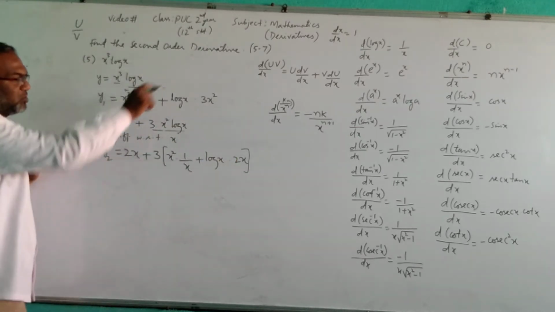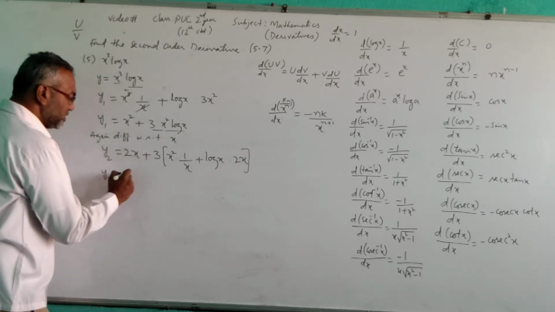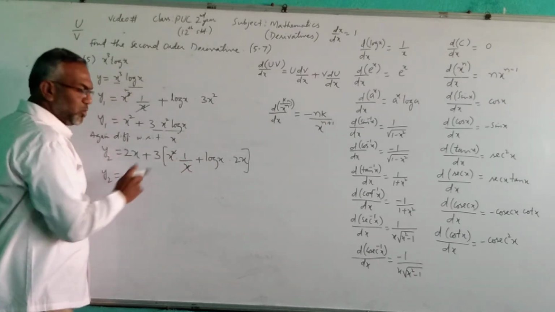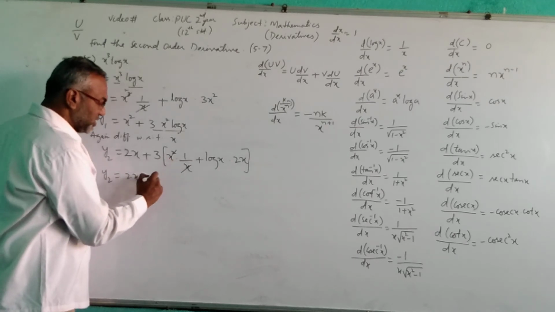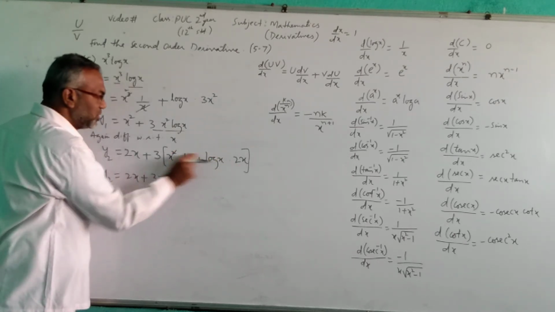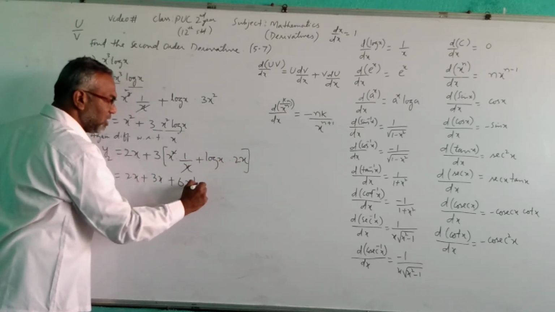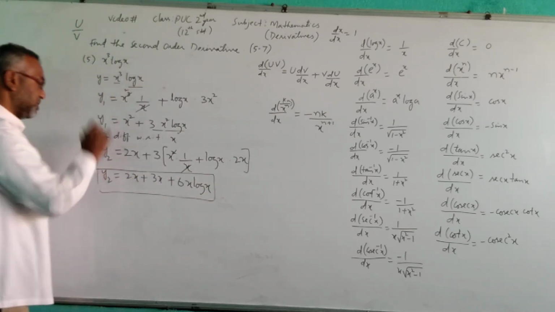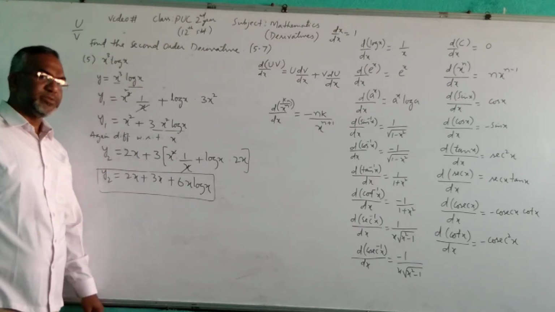Now we will simplify. y2 is equal to this 2x as it is, nothing can be done here. Here we can cancel, 2x are there, 1x will get cancelled, plus now 3 into x is 3x, plus 3 will multiply to this also, here we have 2, so 3 2s are 6, this log x into x becomes x log x. This is the second order derivative.